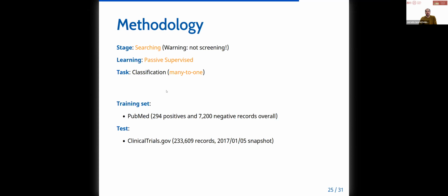So we train a classifier, a many-to-one algorithm, that was trained on the PubMed records for which we know which are the positive ones, because they are the records that are considered positive in those 14 systematic reviews, and we randomly selected negative records from the rest of PubMed. So we train this system, and we would like to apply it to all of clinicaltrials.gov, which is public, so you can download it, and we take a snapshot of it and apply all of that.